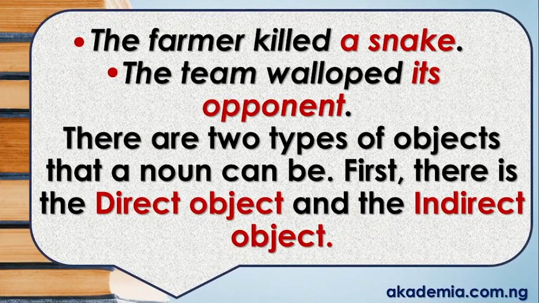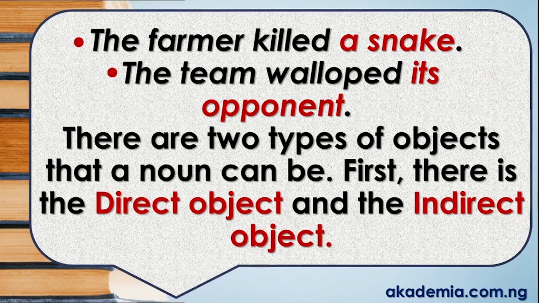Now this takes us to these examples. The farmer killed a snake. A snake there is the object of the sentence, and the action killed is transferred from the farmer to the snake. Look at the other example. The team walloped its opponent. There are two types of objects that a noun can be. First, there is the direct object and then the indirect object.